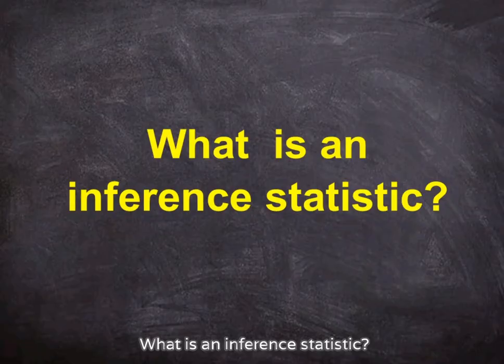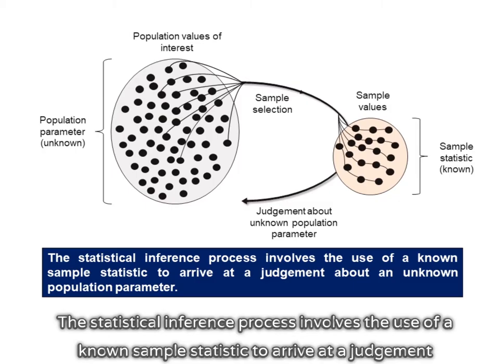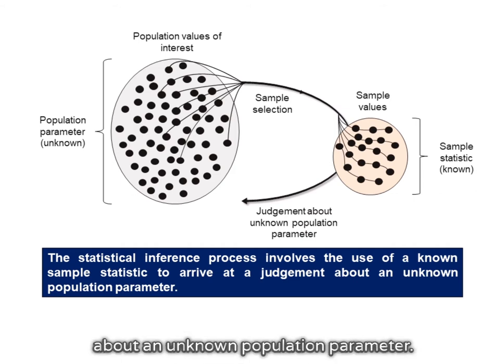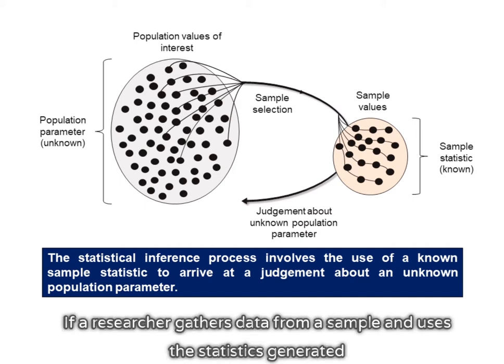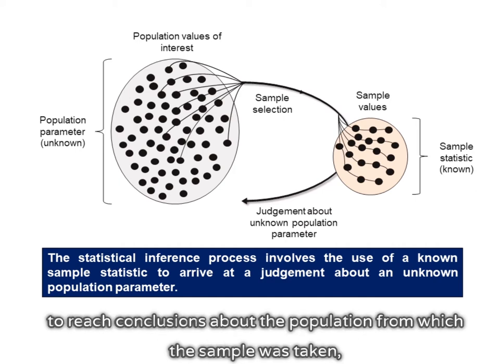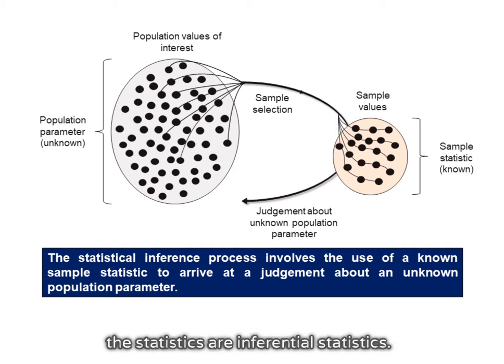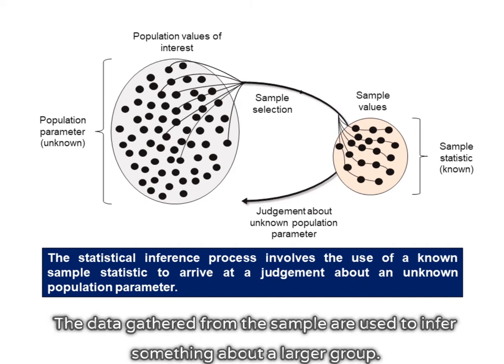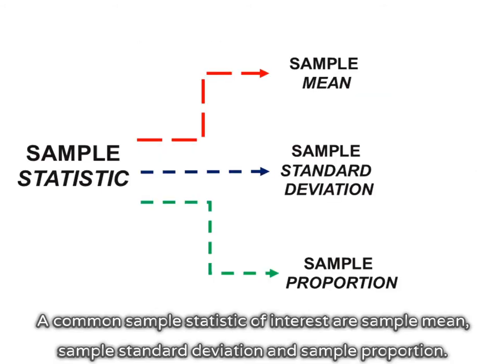What is an inference statistic? The statistical inference process involves the use of a known sample statistic to arrive at a judgment about an unknown population parameter. If a researcher gathers data from a sample and uses the statistics generated to reach conclusions about the population from which the sample was taken, the statistics are inferential statistics. The data gathered from the sample are used to infer something about a larger group. A common sample statistic of interest are sample mean, sample standard deviation and sample proportion.